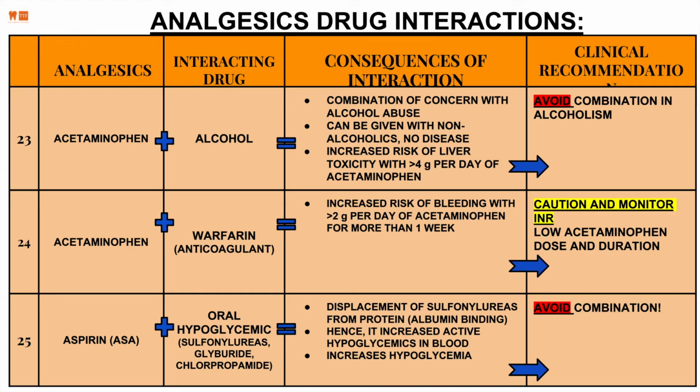Go back for a second. So it says displacement of sulfonylureas from proteins, right? Such as albumin binding. So keep that in mind. That's point number one. Hence, it increases active hypoglycemics in the blood, leading to hypoglycemia. So 3 steps. So let's draw the 3 steps so we understand better. Step 1. We know that the oral hypoglycemics lead to a decrease in blood glucose levels, correct? We know that.